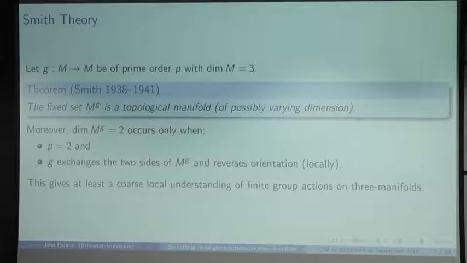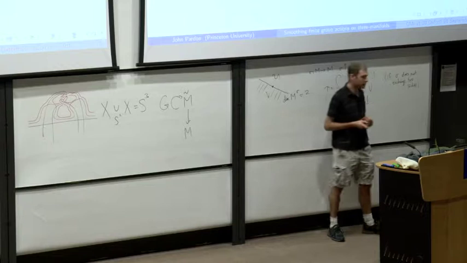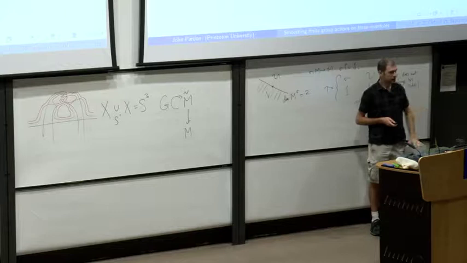Now note that I haven't said anything about actions by anything other than cyclic groups. So if I took, say, an action by Z mod P cross Z mod P and looked at the locus fixed by that group, I don't know whether that can be a Cantor set or not. I suspect it cannot, and I suspect it follows essentially from Smith theory the same as this does, but I haven't seen that statement. Okay, but we're only going to need this for cyclic groups of prime order.